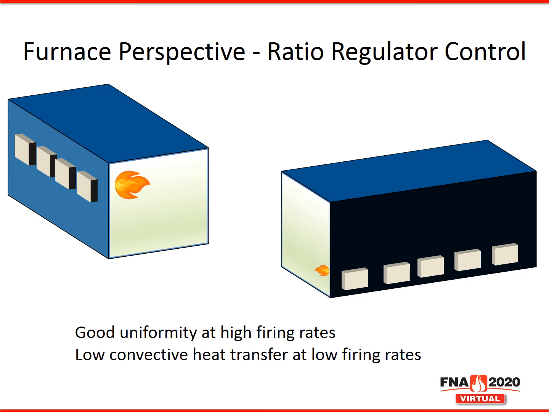At high firing rates, we will have a large, hot, high velocity flame with a good amount of convective heat transfer in the system for good uniformity. One of the downsides of using a ratio regulator is that we have little stirring at low firing rates because the airflow has been modulated down. Imagine at low fire, we have several small hot flames firing into the system. These small flames have low convective heat transfer to stir the gas inside the furnace, which results in non-uniform temperature throughout the furnace.